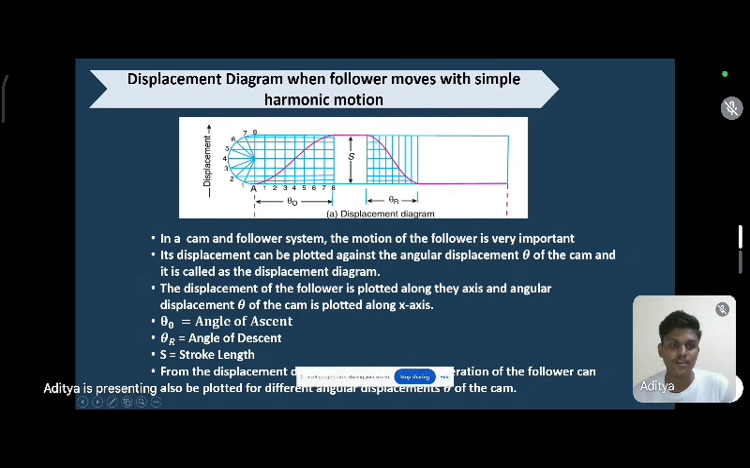Displacement diagram. In a cam and follower system, the motion of the follower is very important. Its displacement can be plotted against the angular displacement theta of the cam and it is called the displacement diagram. The displacement of the follower is plotted along the y-axis and angular displacement theta of the cam is plotted along the x-axis. Theta O is equal to angle of ascent, such as outer stroke length. Theta R is equal to angle of descent, such as return path, and S is equal to stroke length.